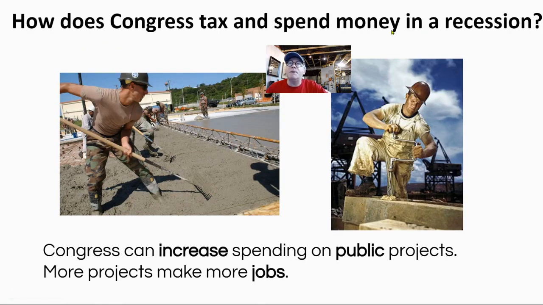How does Congress tax and spend money in a recession? Congress can increase spending on public projects. More projects make more jobs. So the Congress can spend money to build roads and bridges and airports and new metro stations and give construction workers jobs to build these things. Then the construction workers will spend their money in stores and restaurants and give jobs to people in stores and restaurants.